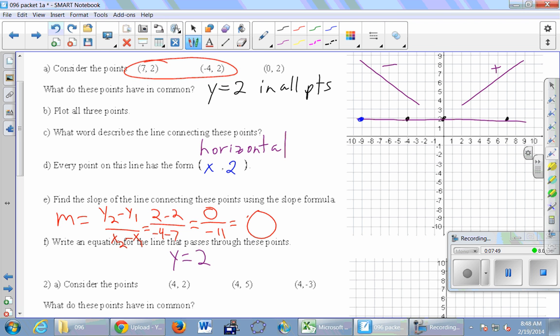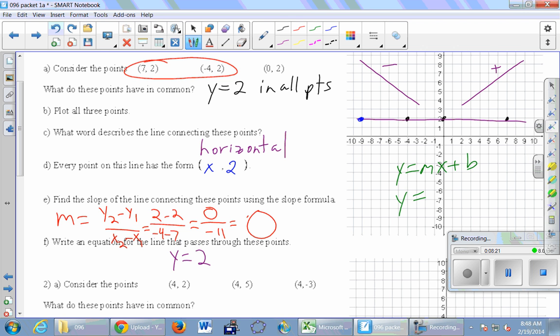Okay, so to summarize, we just discovered a lot of stuff about horizontal lines. First of all, the slope of any horizontal line is what number? 0. And the equation of every horizontal line is always of the form y equals some number. Every horizontal line is y equals some number. So it's not going to look like y equals mx plus b, although if you're paying attention, it actually does.